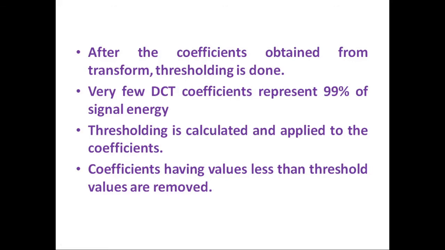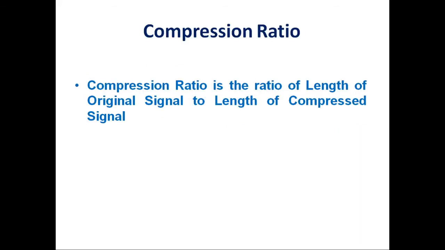Only the significant coefficients are transmitted through the transmission medium. Thereby, the bandwidth of the transmission channel is reduced. Not only that, the storage is also reduced. So we can compute the compression ratio. It is the ratio of the length of the original signal to the length of the compressed signal. It is a measure of performance of how much compression is done, and we look at the compression ratio and the quality of the signals. That much compression we can achieve for the purpose of compression of the signals.